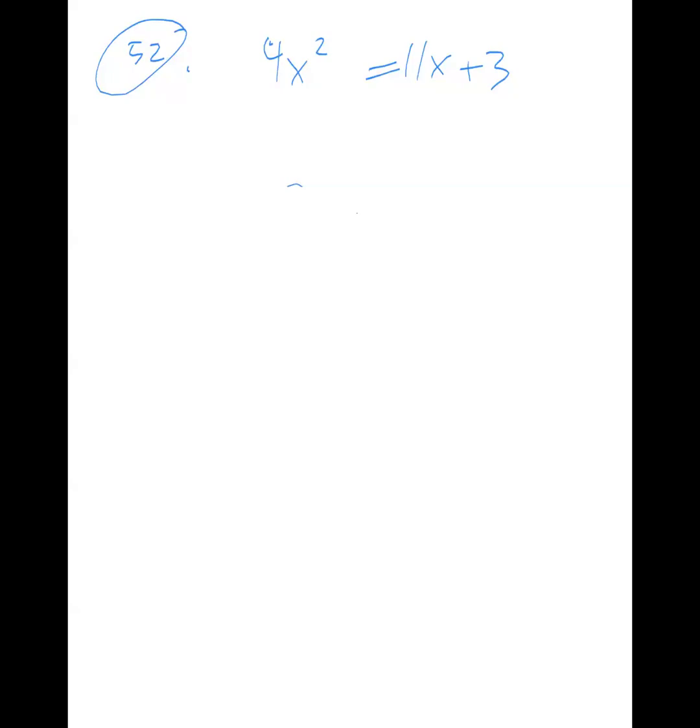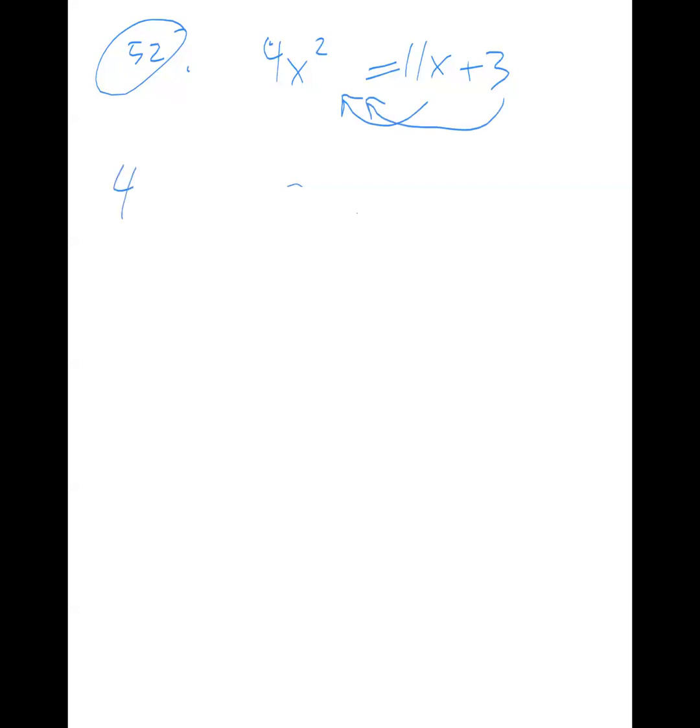Let's work on 53 for you. So first of all, 4x squared equals 11x plus 3. What do we have to do in order to solve this question? Move the equal sign. Move it over, yes. So we're gonna move this to the left side and move this to the left side.